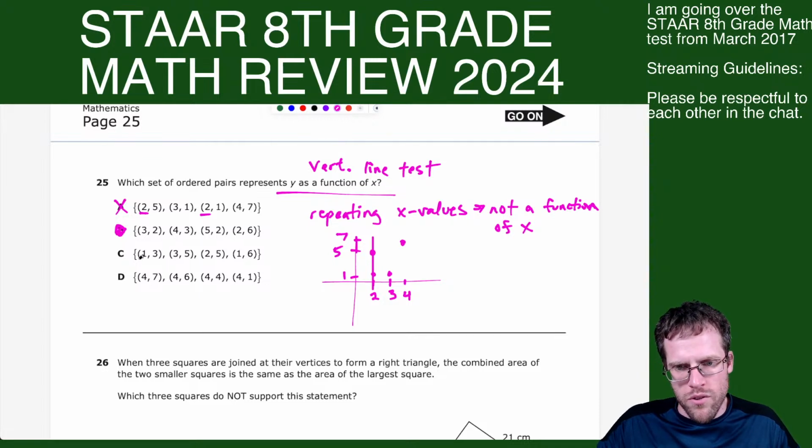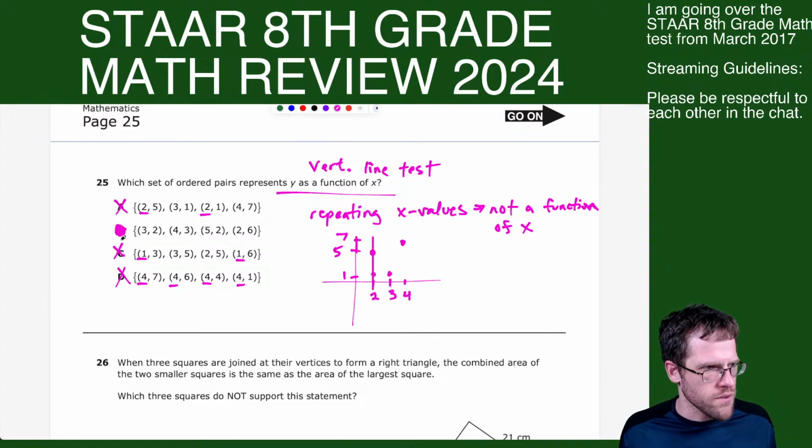But let's see why the other ones are no good. There's the 1 repeating twice, so that's bad. This one is really not a function because the 4 repeats every time. So this one's super bad. So choice B is definitely our solution here.